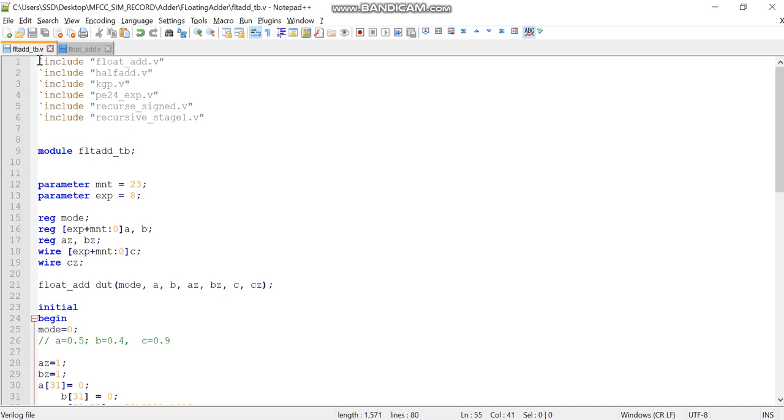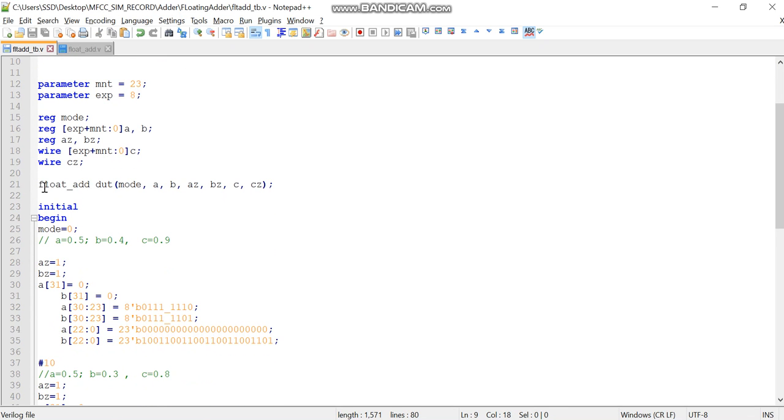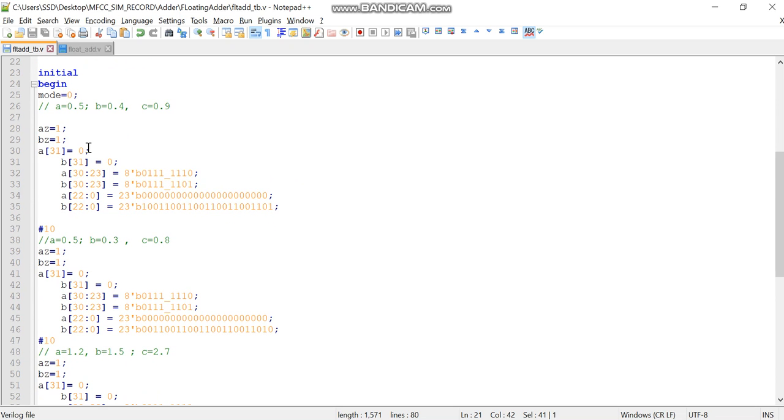I have included all the submodules required for the test bench here. That is, float add.v is the top module, which is utilizing all these submodules. Now I have instantiated the float add module and given the inputs. Mode is equal to 0, which gives addition initially. AZ and BZ are the inputs called hidden bits.